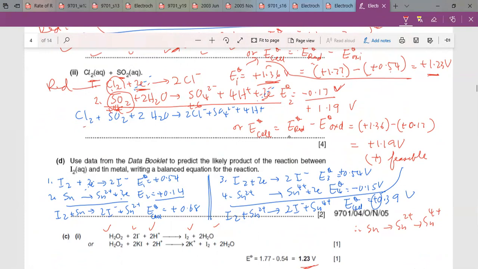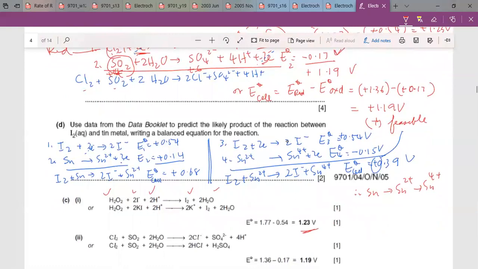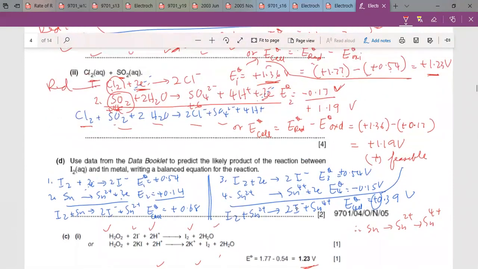So Cl2, everything is okay. You can get both answers here. Cl2, Cl2. SO2, SO2, 2 water, 2 water, 2 Cl minus, 2 Cl minus, SO4, 1 mole. And of course, this answer is what? How much is this? 0.019. Okay, correct.